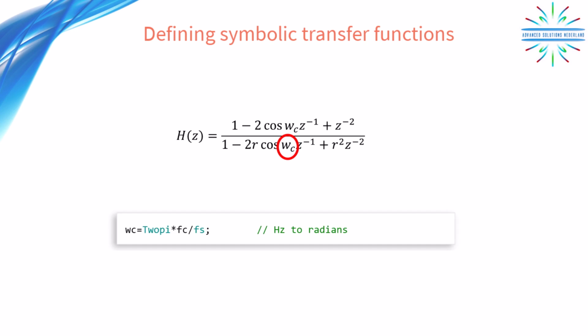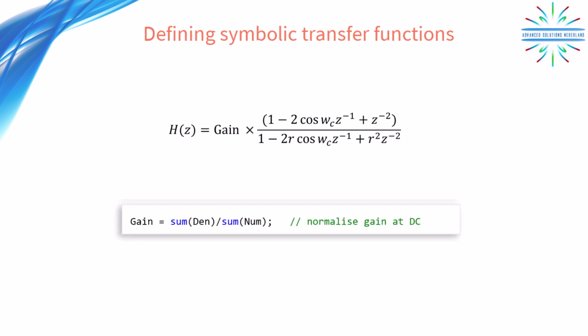In order to set the gain of the filter at DC to 1, we need to divide the sum of the denominator coefficients by the sum of the numerator coefficients. This little scaling trick is due to the property of the Z transform, which is beyond the scope of this video, but suffice to say it can be used to set the gain of any infinite impulse response transfer function to unity or 0 dB at DC.